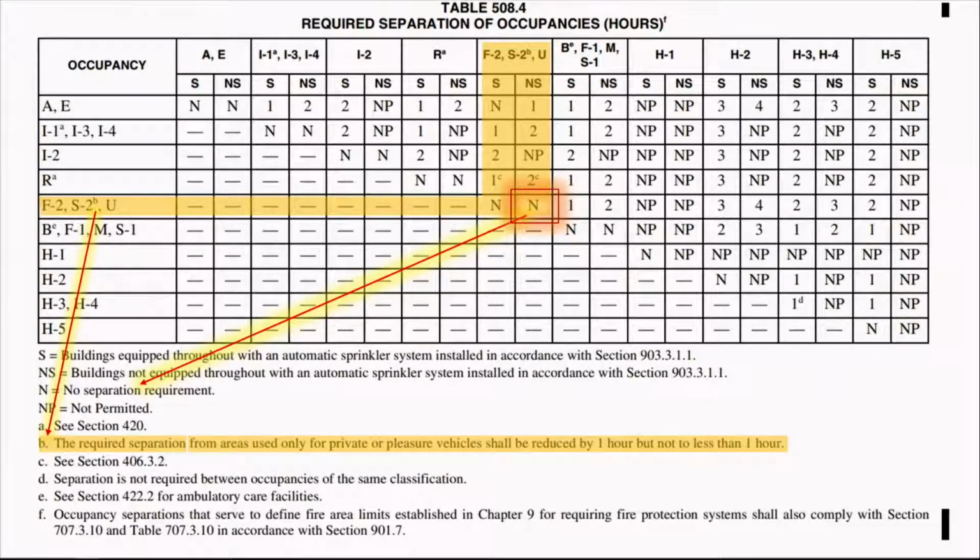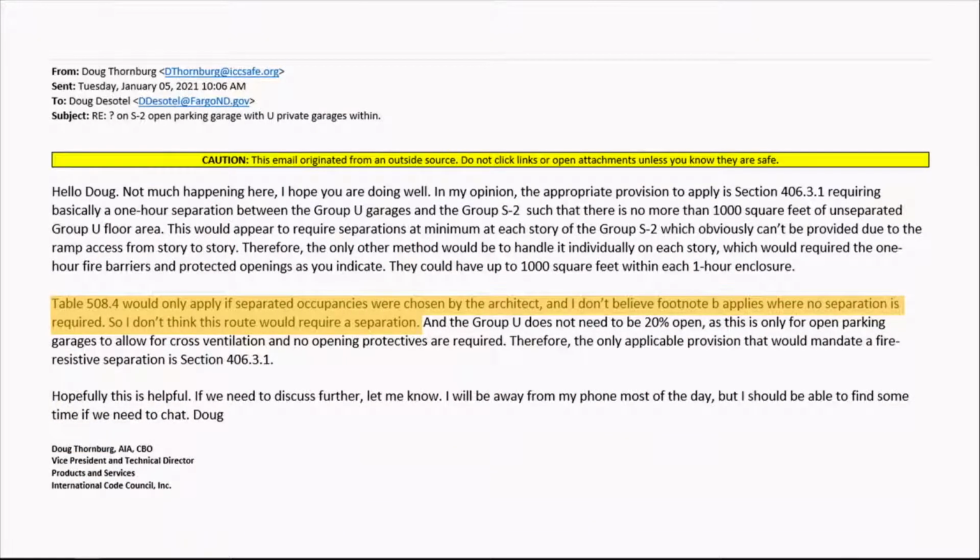He further described a method that if the designer should specify 508.4, not the table, but the section 508.4, separated occupancies, then there would be no separation required. I quote from his note, table 508.4 would only apply if separated occupancies were chosen by the architect. They have been chosen by the architect. And I do not believe footnote B applies when no separation is required. So I think this route would not require a separation.